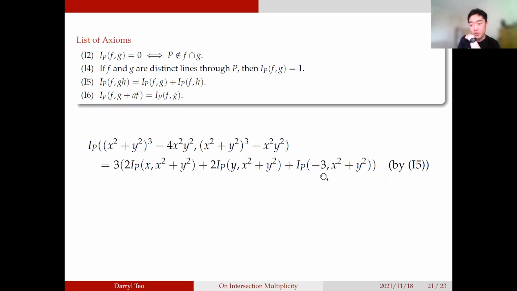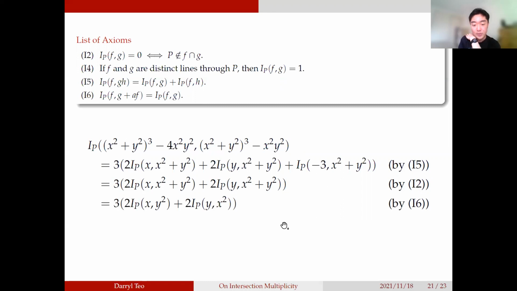negative 3 equals 0, as we all know, cannot ever be satisfied. So here, this is an empty curve and has no points. So we can cancel it out using I2, leaving us with this. Next, we again use the I6 property to chop off the x squared bit here, and the y squared bit here, leaving us with 2 I_p(x, y squared) plus 2 I_p(y, x squared). Finally, we again take the power down using the product property, leaving us with 3 outside of 4 I_p(x, y) plus 4 I_p(y, x).